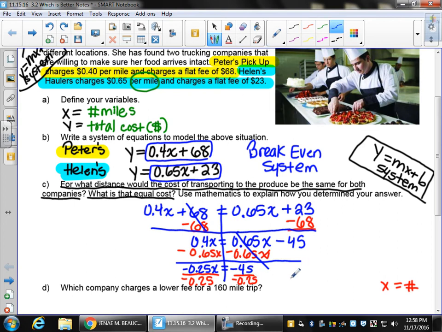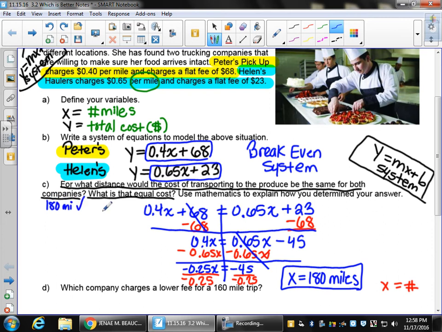Dividing 45 by 0.25, x equals 180 miles. Notice when I mentioned that division, I didn't actually include the negatives in what I said because I had already mentally decided that negative divided by a negative is positive. So I know the distance. The distance is 180 miles.